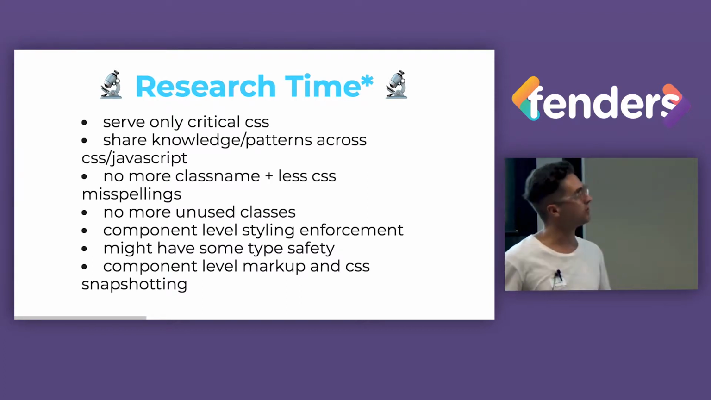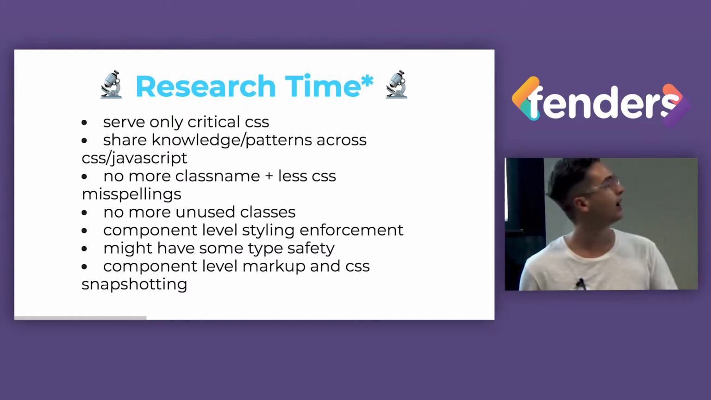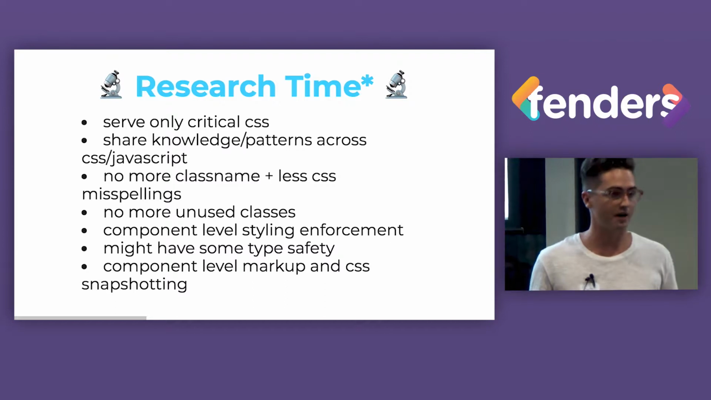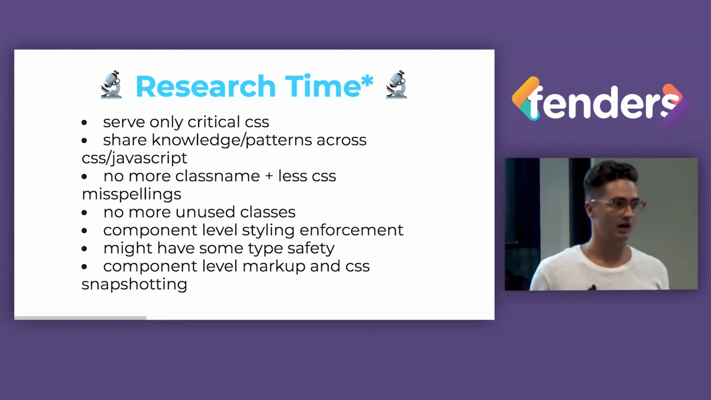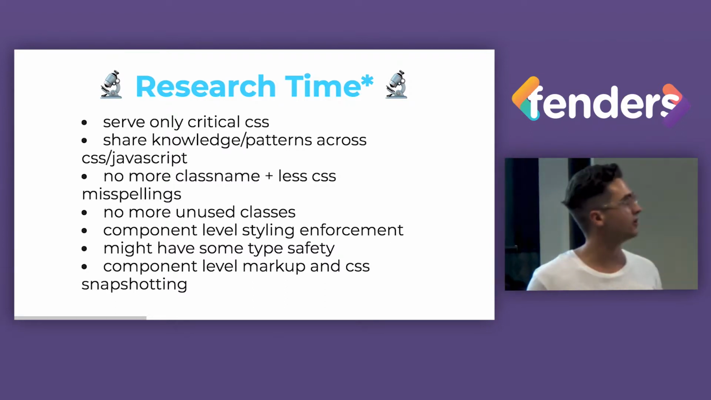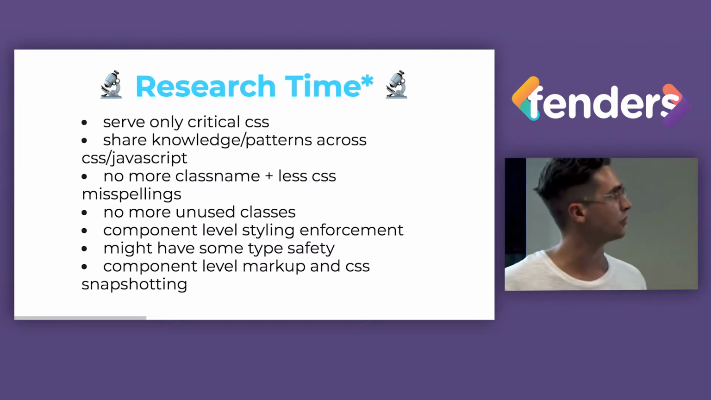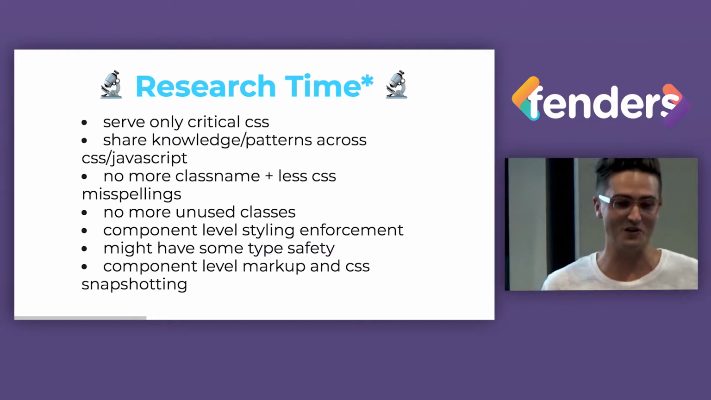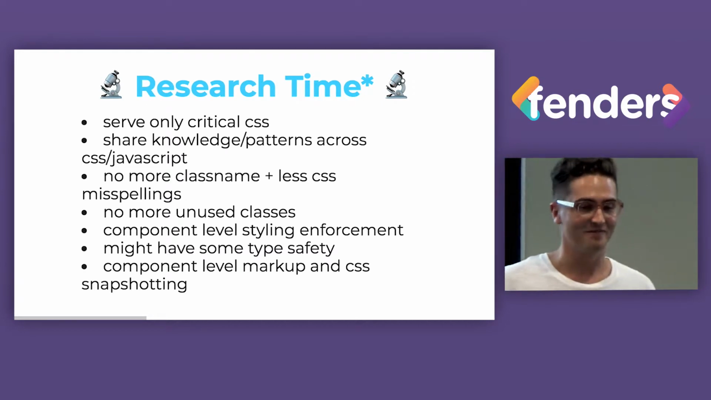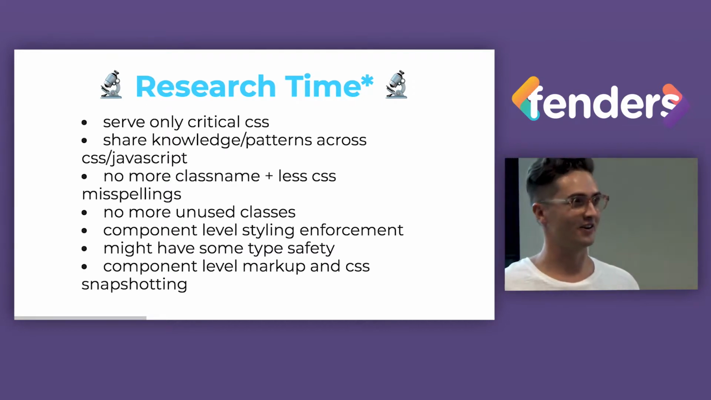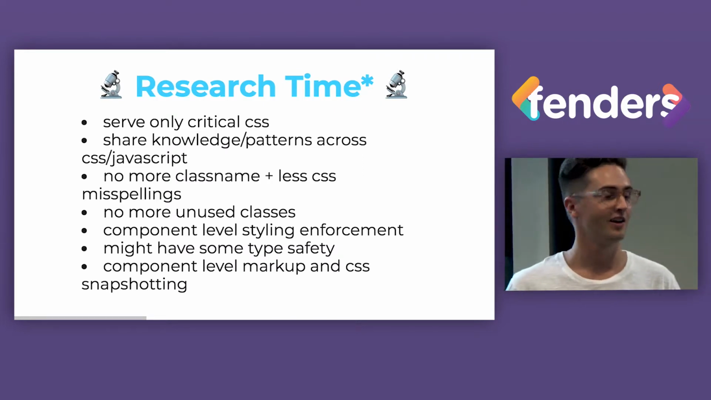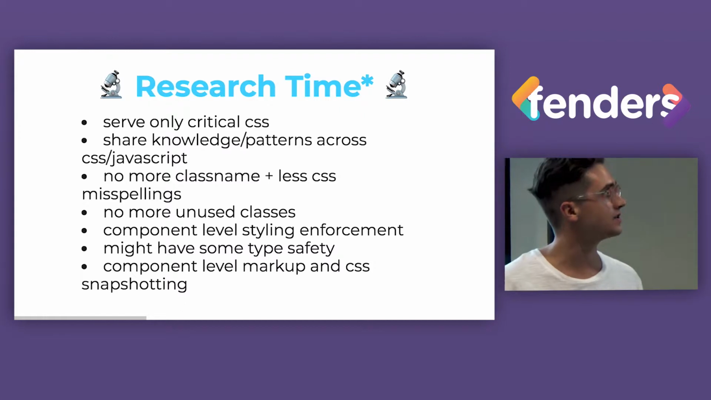This is what we probably should have come up with. We could serve any critical CSS. We could share knowledge and patterns across our people who had domain experience with CSS and JS and were really good with one another. They could work together a lot easier. There'd be no more class name misspellings and getting frustrated for hours because there's just that one letter that you dropped somewhere. And less CSS misspellings.